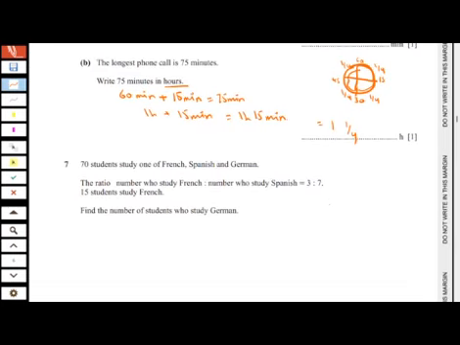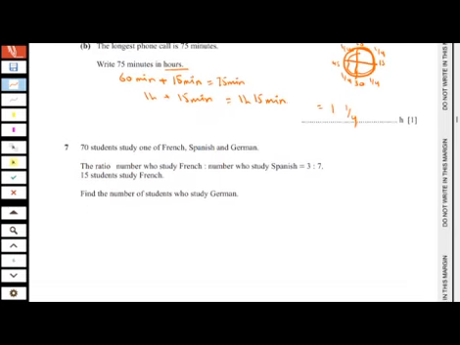Next, question number 7. 70 students study one of French, Spanish and German. The ratio of the number who study French to the number who study Spanish is 3:7. 15 students study French. We have to find the number of students who study German. So the number who study French, that is 3, is equal to 15 students who study French, that is 15.